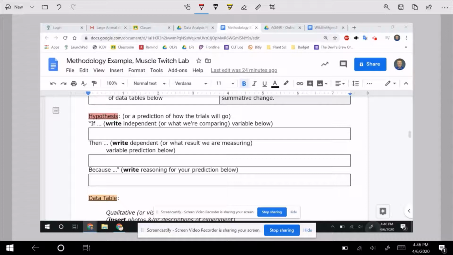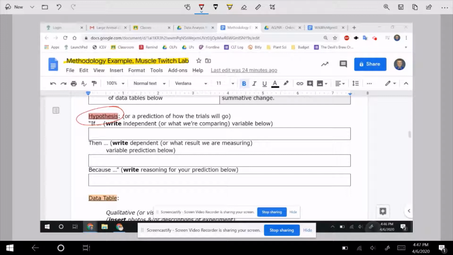Hey folks, it's Mr. Markart here to explain a little bit more about how to write a hypothesis statement that you'll see here. You'll notice that this lab we're using, this muscle twitch lab, is just an example lab that we're using off of a previous lab that I'd used when I taught biology in southern Wisconsin.